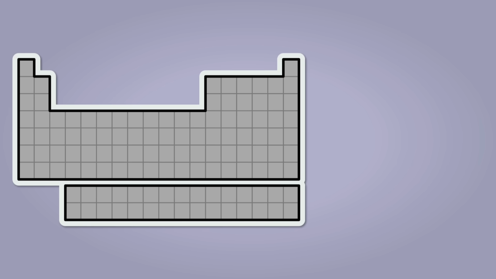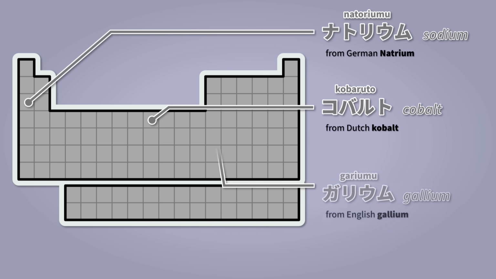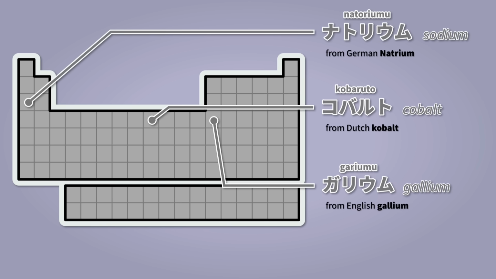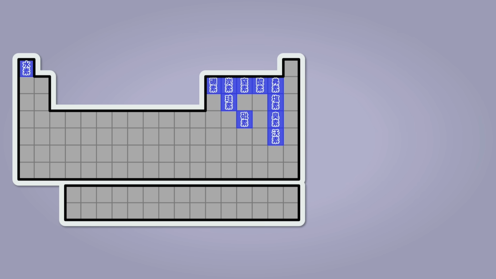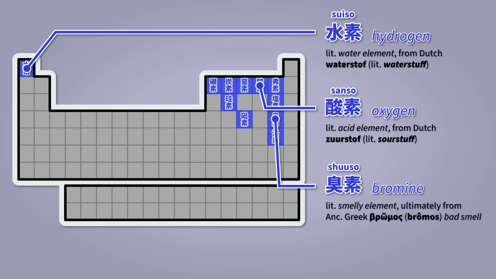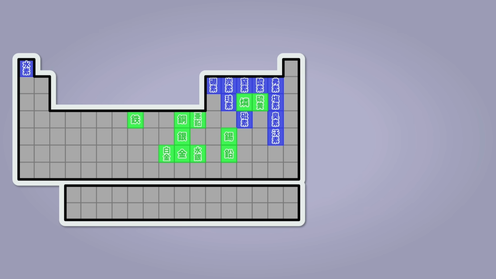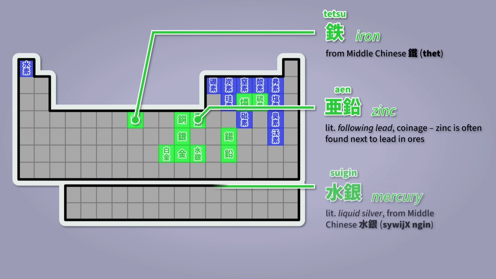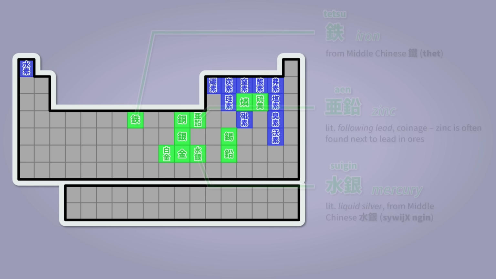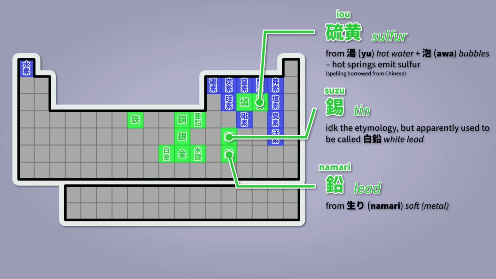The Japanese periodic table is not that interesting, all things considered, and the naming conventions for the elements are all over the place. The vast majority are phonetic borrowings from German, Dutch, or English. There's also about a dozen elements with a suffix meaning element, most of which are calques from Dutch, and another dozen or so encompassing some of the most common elements, most of which are borrowings from Chinese, with 3 exceptions which are of native origin.